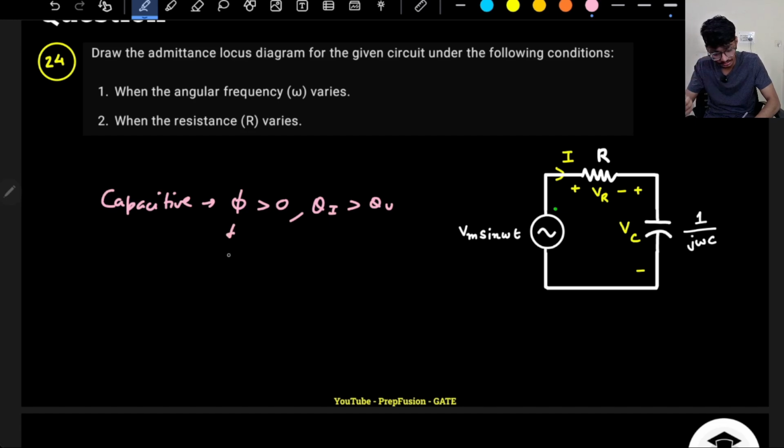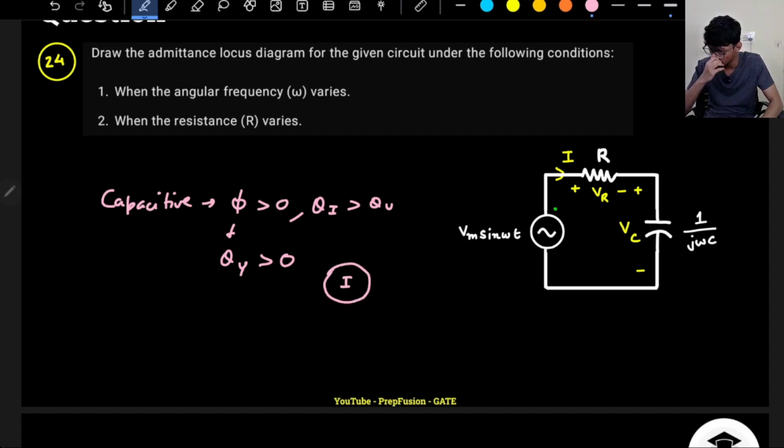Phi is the admittance angle only, correct? This I have taught in the previous chapter. So phi is the admittance angle, so the admittance angle will always be positive. So basically my phase will always be positive. If my phase is always positive, that means I will lie only in the first quadrant. I can only lie in the first quadrant.